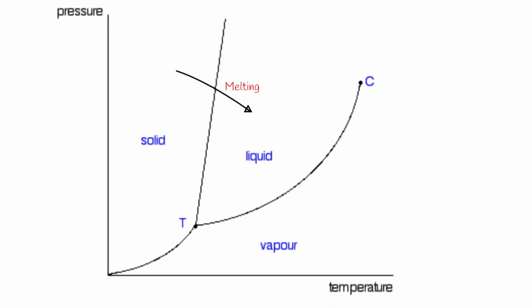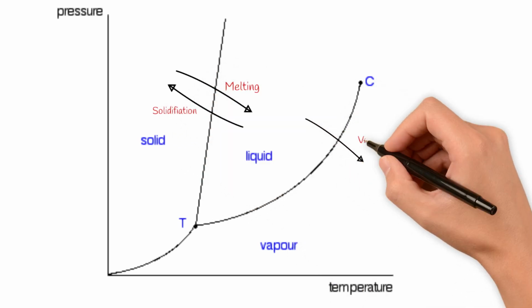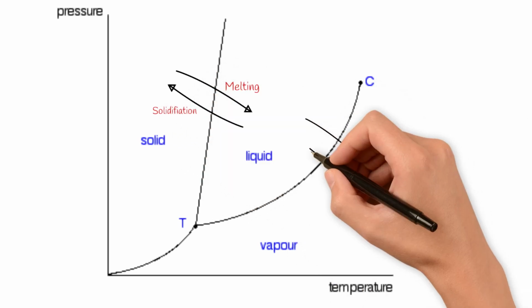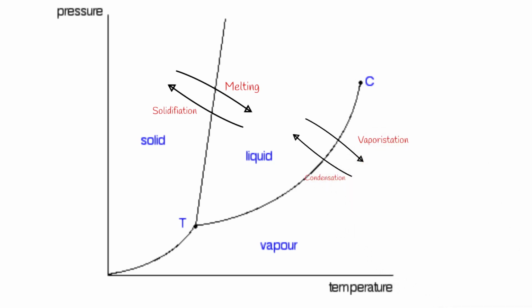So from solid to liquid, it's melting, and the reverse is solidification. From liquid to vapor is vaporization, and the reverse is condensation. And from vapor to solid, it's deposition, and the reverse is sublimation.